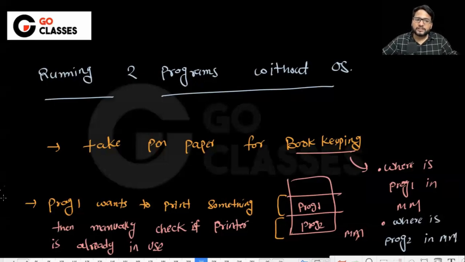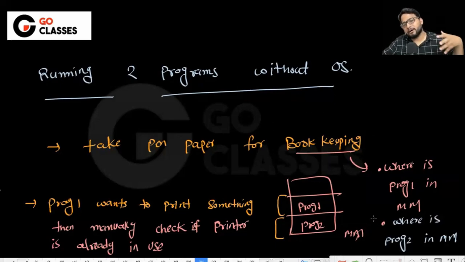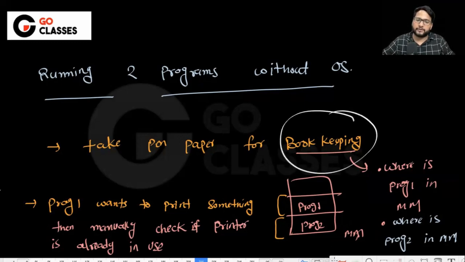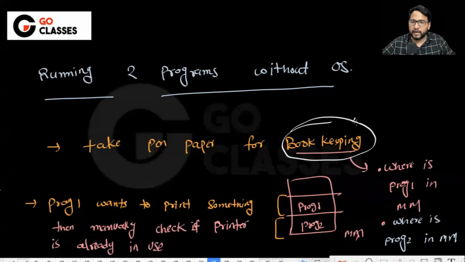So this bookkeeping is called memory management. This bookkeeping, like where is program one, where is program two, and where to load the program. There are many things like memory protection and all. So in simple words, I can tell you for now that this bookkeeping is called memory management. Like we need to manage the memory manually. Is this clear to everyone? We need to manage the memory manually, right? This is called memory management.